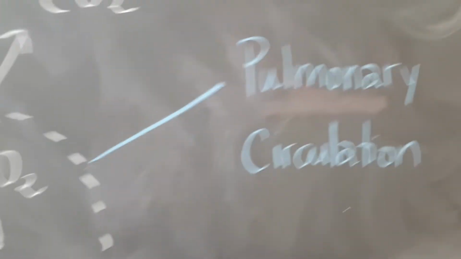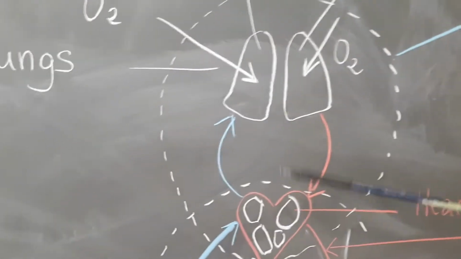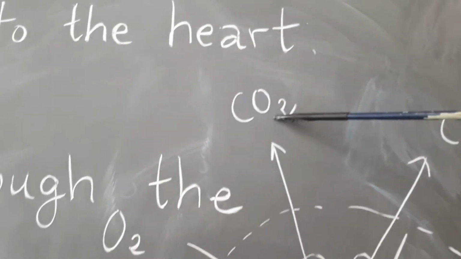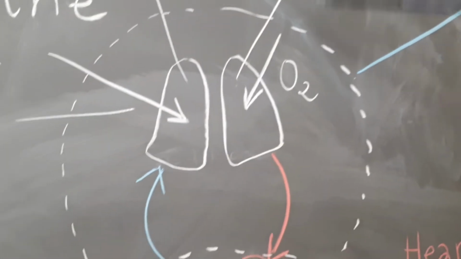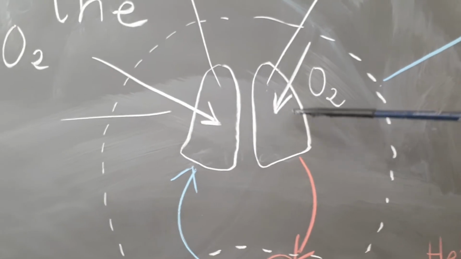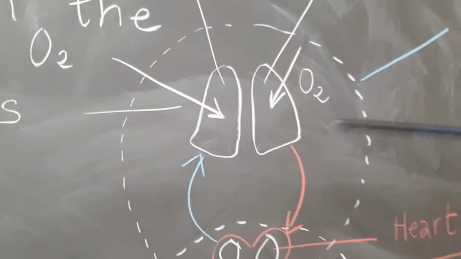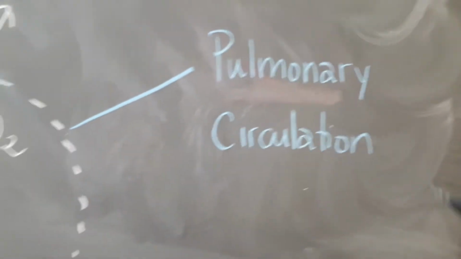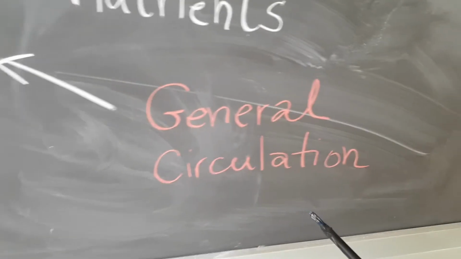And we have the pulmonary circulation, which is the circulation that goes to the lungs. We get rid of the carbon dioxide, and then we get the oxygen that the body needs for all the chemical reactions that we have in our body. This is called the pulmonary circulation. We have another circulation, which is the general circulation.